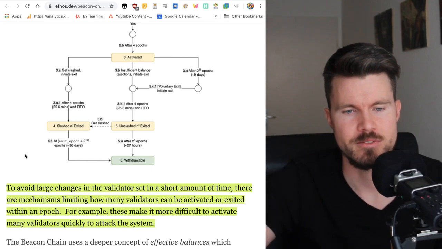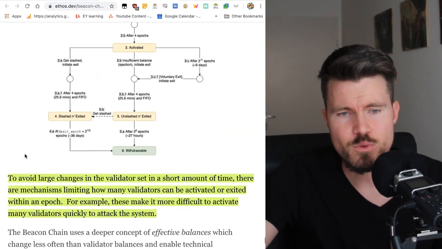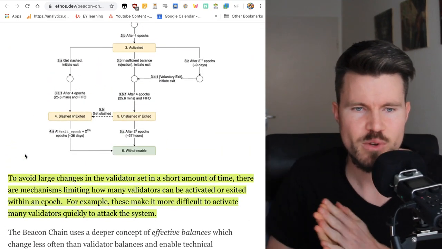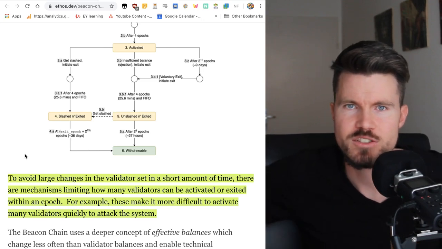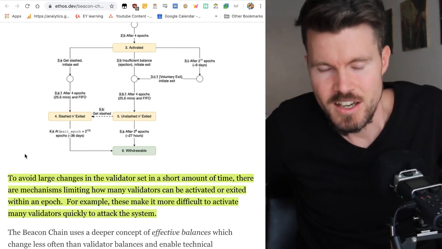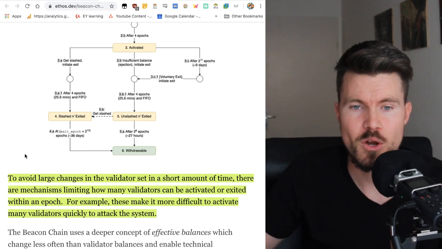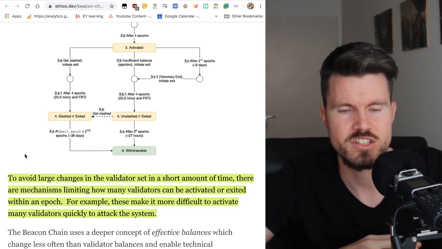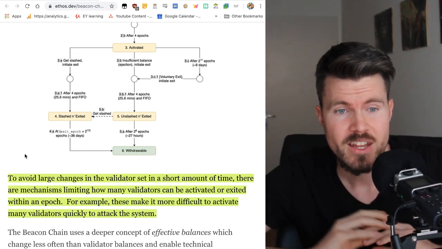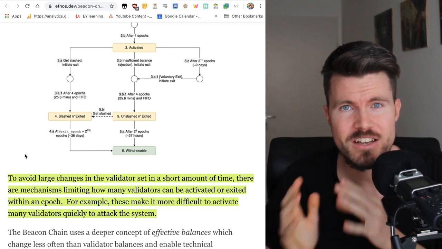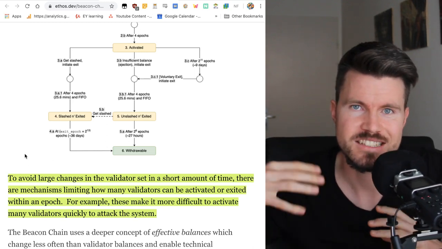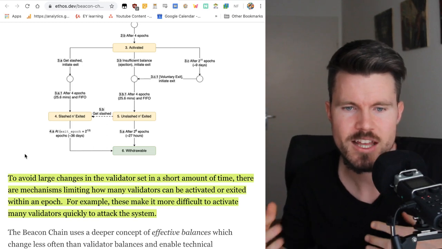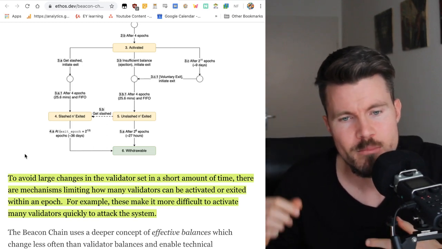So yeah, that's it. So this was my hopefully comprehensive guide on what the beacon chain is, what the shards are, understanding the slots, the epochs, the blocks, and all the different terminologies associated with that. I'll link this article down below. A big thanks to the Ethos dev team for providing such an in-depth and interesting article. Make sure you check it out.